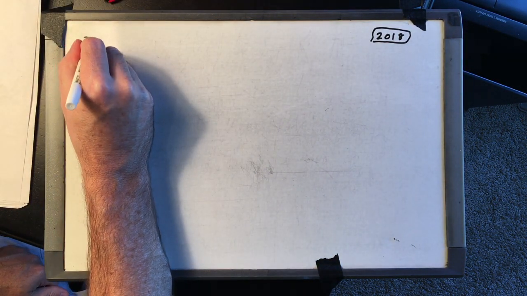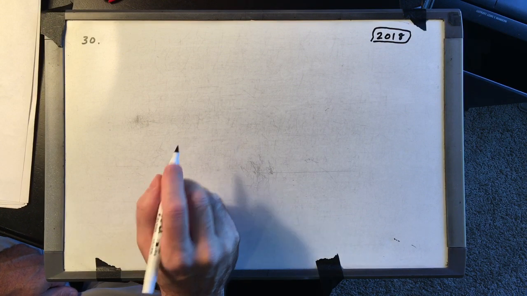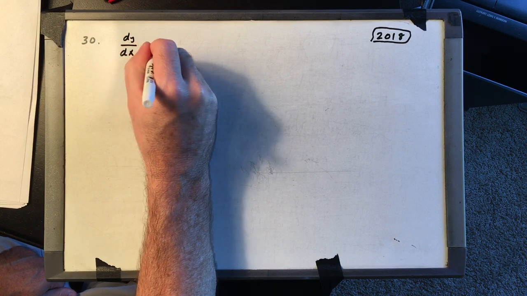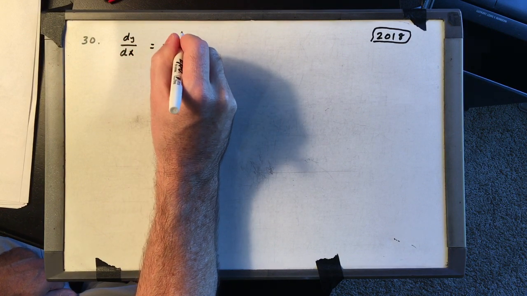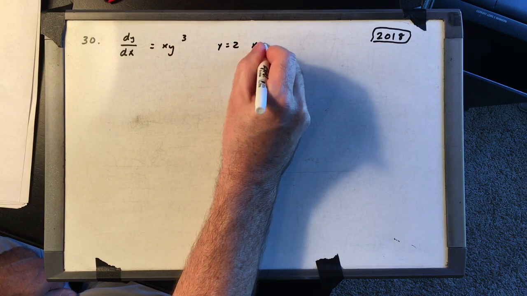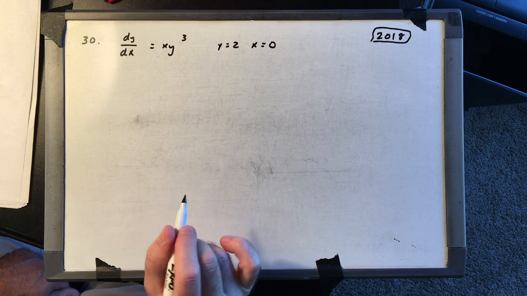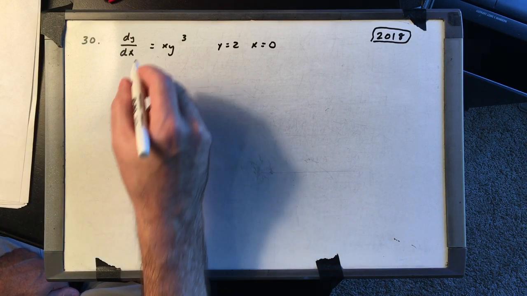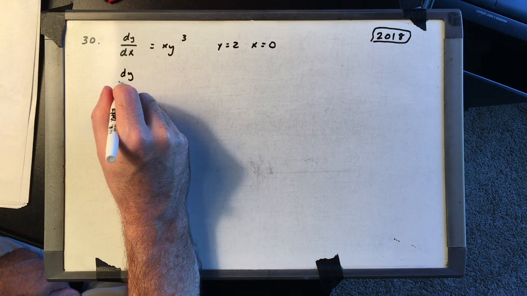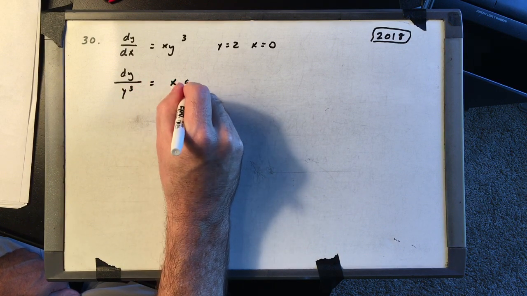Number 30. A student attempts to solve the differential equation dy over dx is equal to xy cubed when y is equal to 2 and x is equal to 0. In which step do we have a mistake? Where does the first mistake appear? Okay, well first we're going to separate the variables. So we'd have dy over y cubed is equal to x dx.